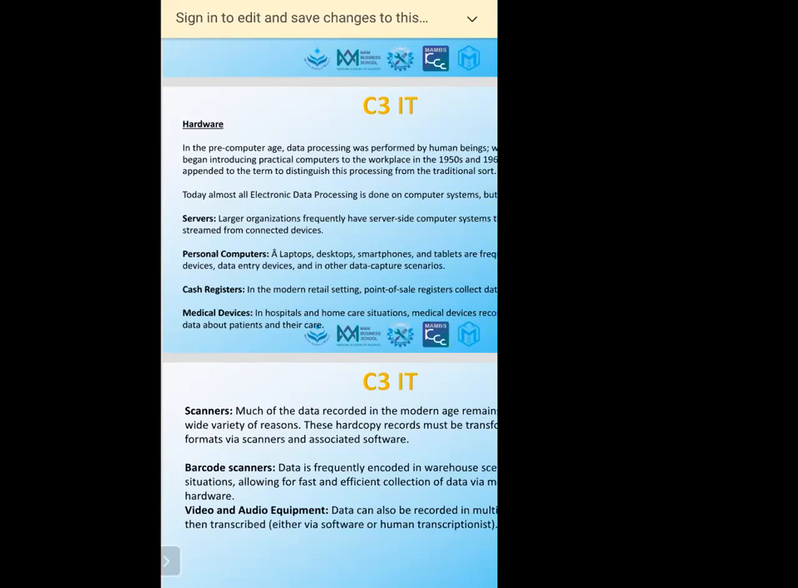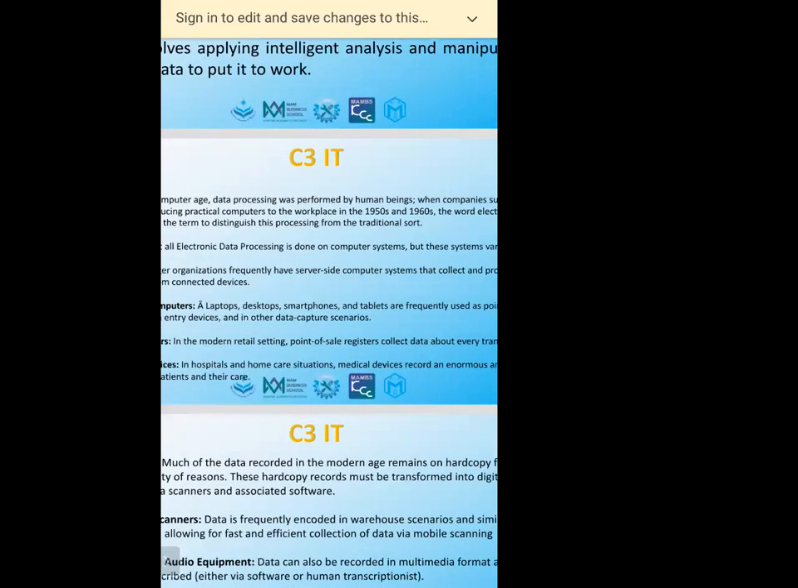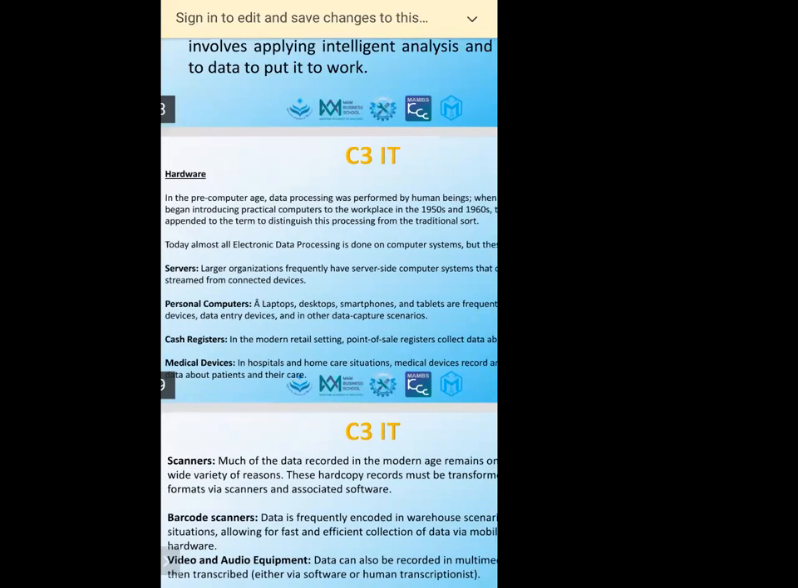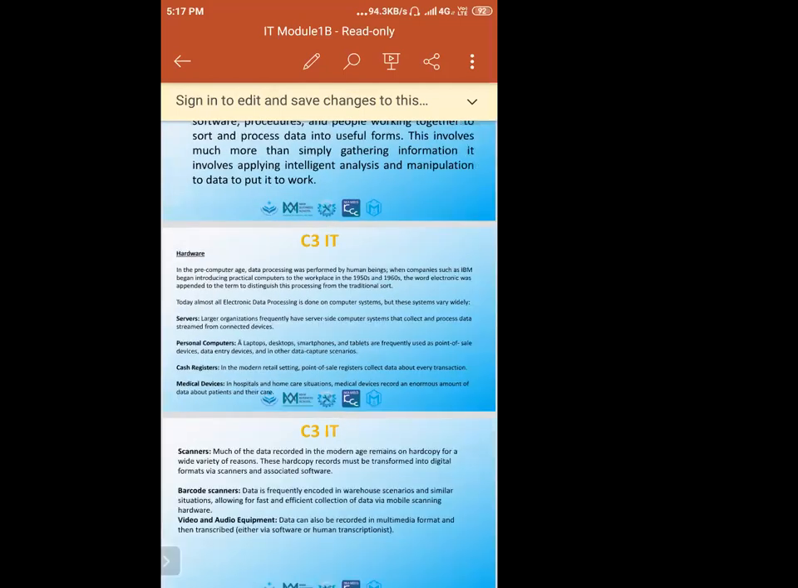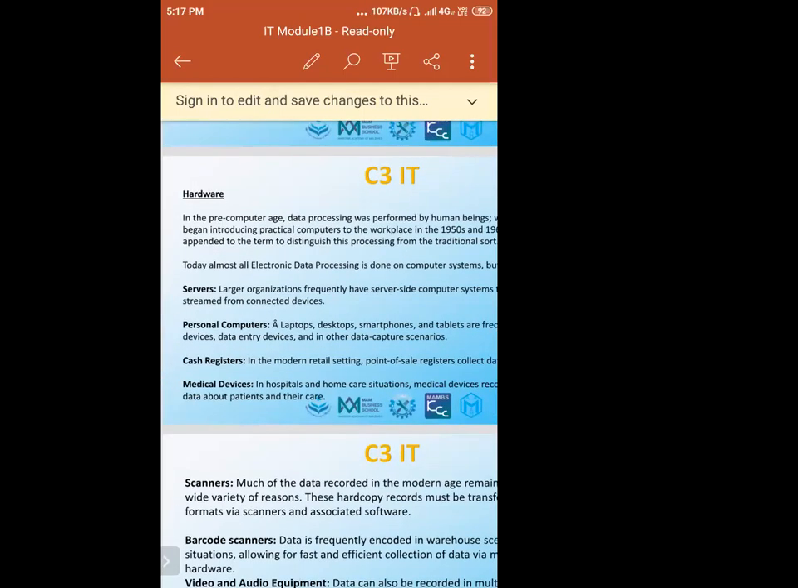From the server we can store all the data, and then all the client computers can share the data. That is called client server technology. Large organizations frequently have server-side computer systems that collect and process the data and form connected devices. The client computers are where we enter the data. Once we enter any data from the client, all the data will be stored in a server.